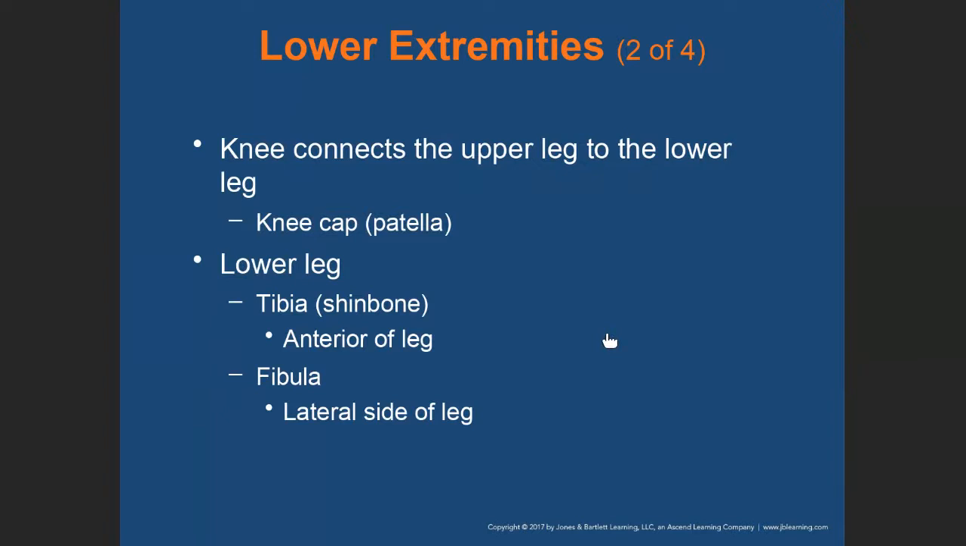The knee connects the upper leg to the lower leg, and the kneecap is the patella. The lower leg consists of the shin bone, which is the tibia, right? The tibia is the shin bone, and that's the one that is more anterior. The fibula is more lateral, so it's more on the lateral side of the leg, the outer side of the leg.